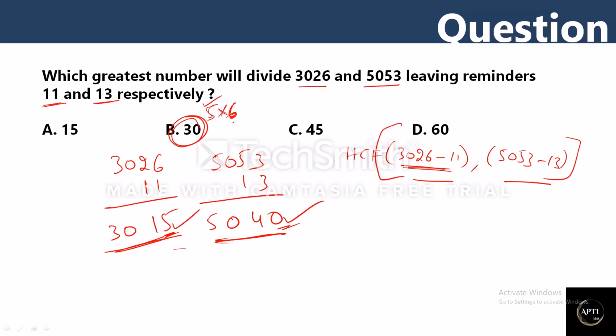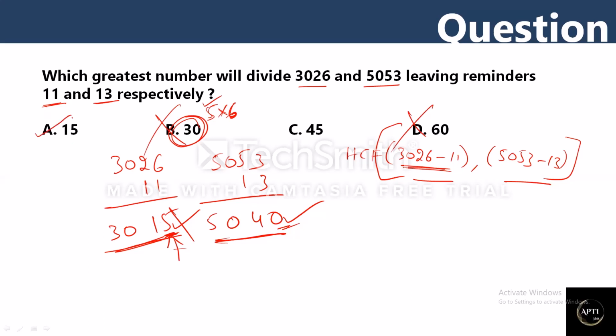6 means it should satisfy with 2 and 3, but here the first number ends with 5. Any number which ends with an odd number is for sure not divisible by 2, correct? So 30 is not satisfied. When 30 is not satisfied, of course 60 is also not satisfied, as a multiple of 30 is 60. So two options are immediately eliminated without calculating any HCF.